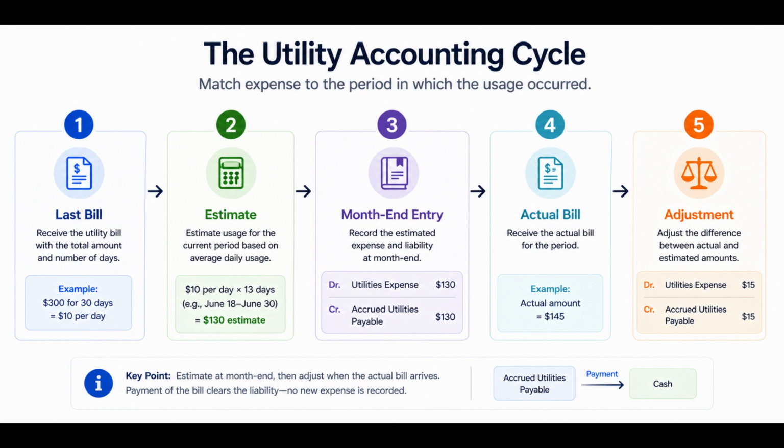So to recap, here's the full process. You start with your last known information. You estimate current usage, you record at month end, and then you adjust when the actual next bill arrives that covers that period that you had to originally estimate. This is how real-world accounting works.